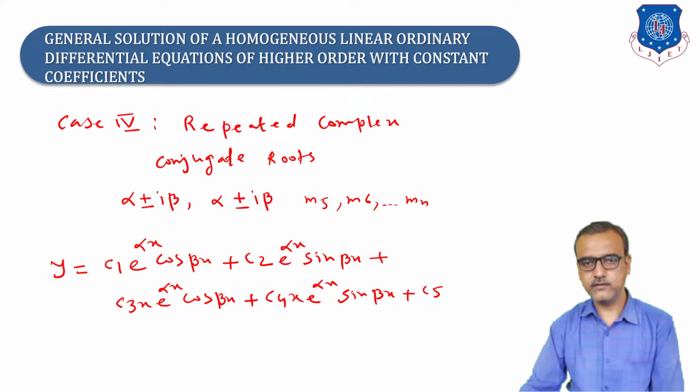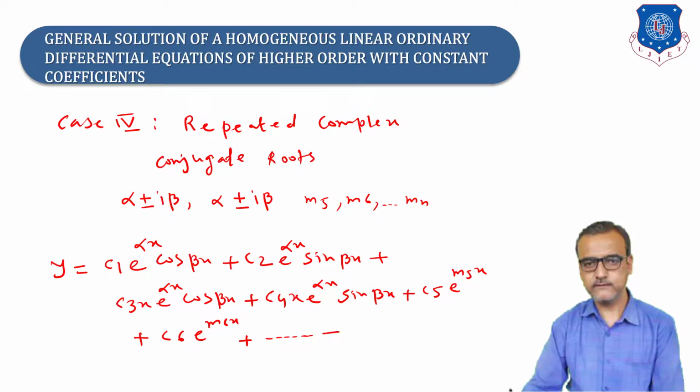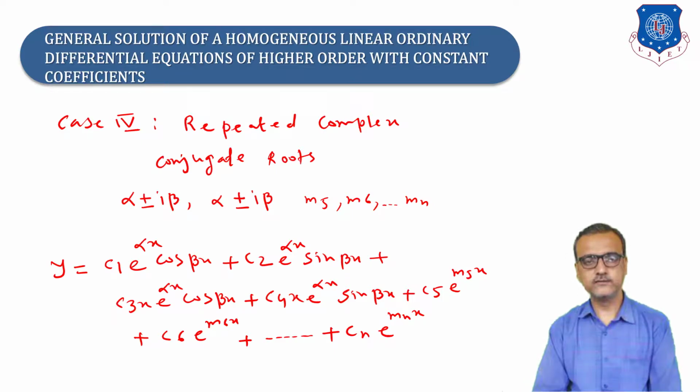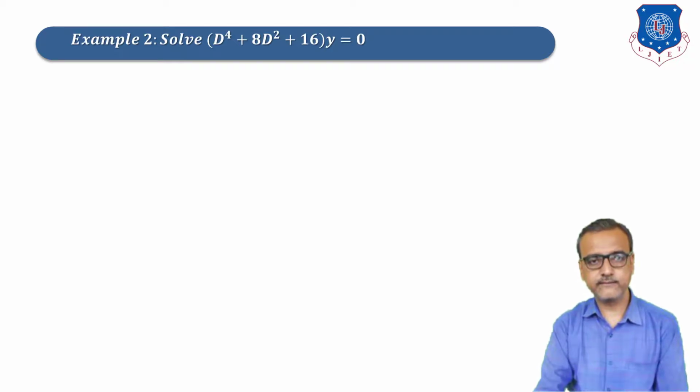plus c5 e raised to m5x plus c6 e raised to m6x plus dash dash dash plus cn e raised to mnx. This is how we will write down the general solution in case number 4. Now we will see one example related to this topic, that is example number 2.